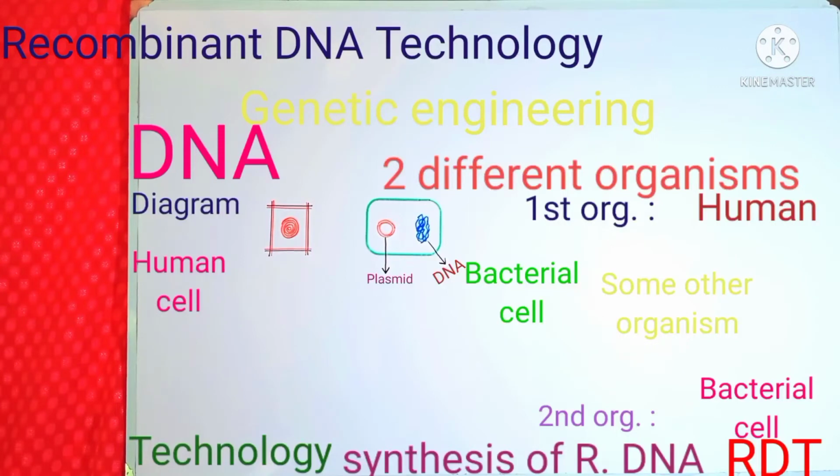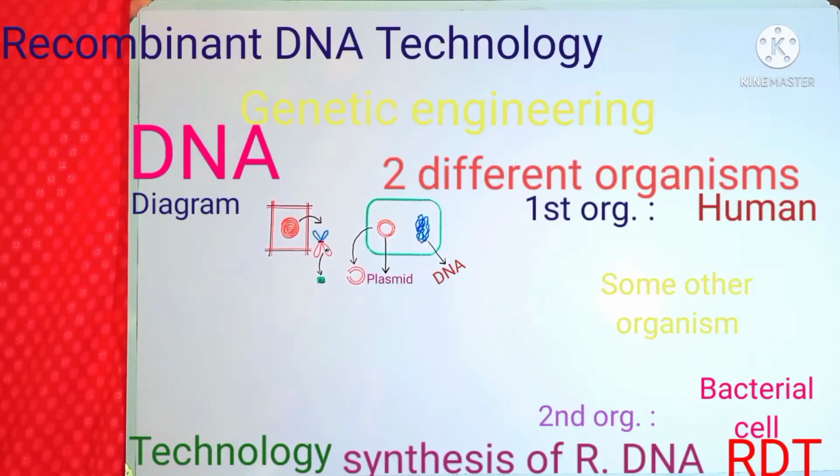For the preparation of recombinant DNA, a small gene piece is taken from the human chromosome and a plasmid is cut out from the bacterial DNA. At the next stage, both the human gene and the bacterial plasmid recombine and it becomes a recombinant DNA. So now students, you have learned how to make a recombinant DNA.